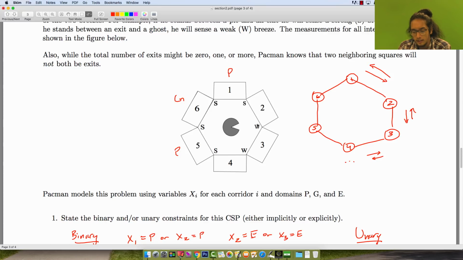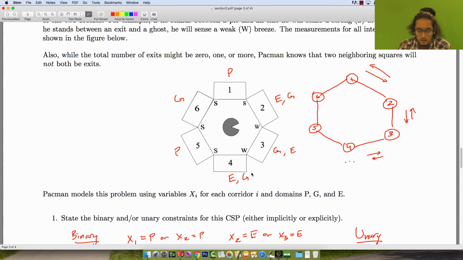This thing being W means that one of these has to be an exit, and this being W means one of these has to be an exit. So one thing you can do is say maybe 2 is an exit, and 4 is an exit, and this one could be a ghost over here, right? Or it's possible that this one could instead be an exit, and this in fact takes care of both of these W's. This exit can produce both of these weak breezes, and here you can have what's remaining, which is a ghost over here and a ghost over here.